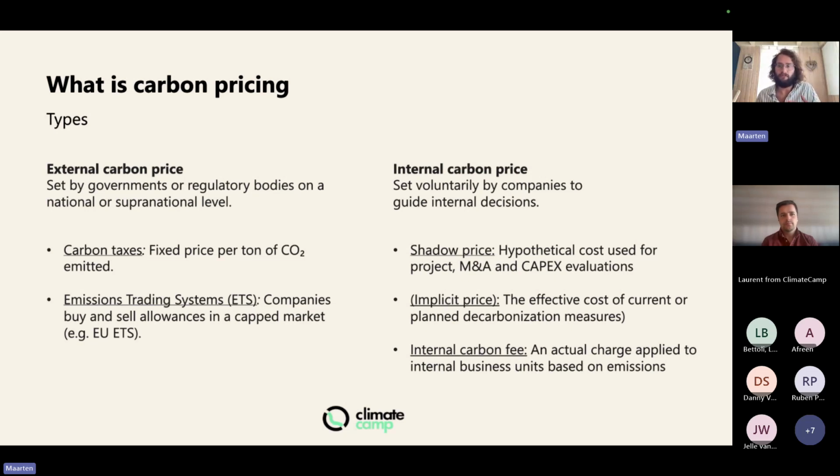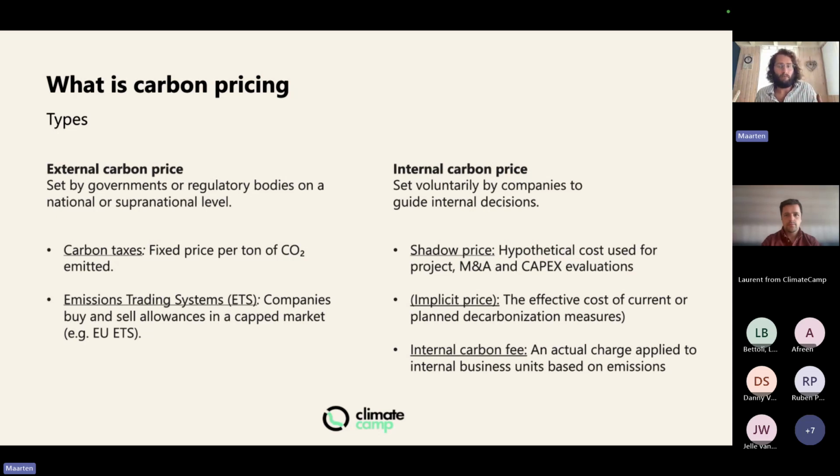So no funds are transferred, no fee is paid. It's just we put a hypothetical price, let's say 100 euros per ton of CO2 emissions, and we use that to estimate project costs, for example, to think about mergers and acquisitions if we want to purchase new businesses, and then use this cost to see what the projected cost might be, as well as CapEx evaluations.